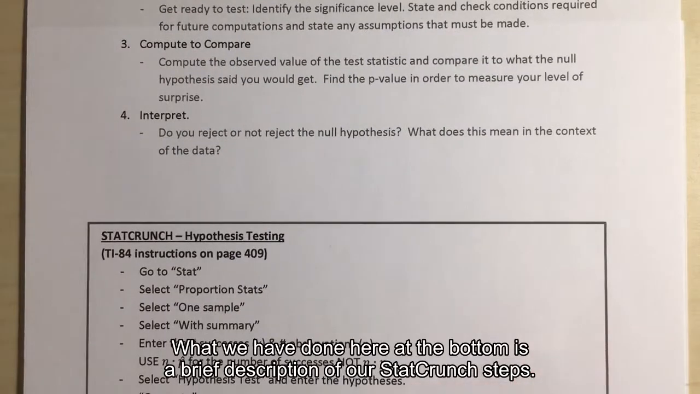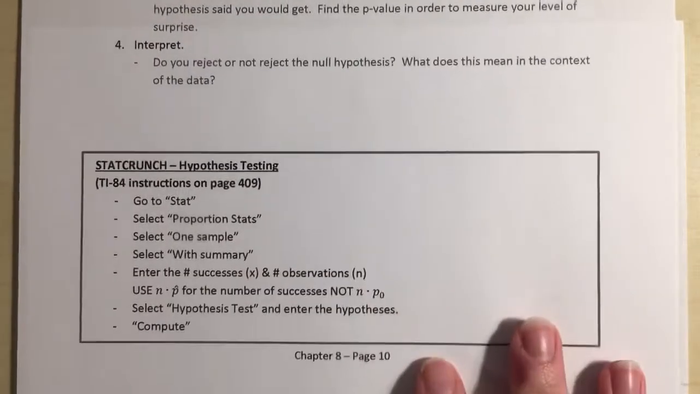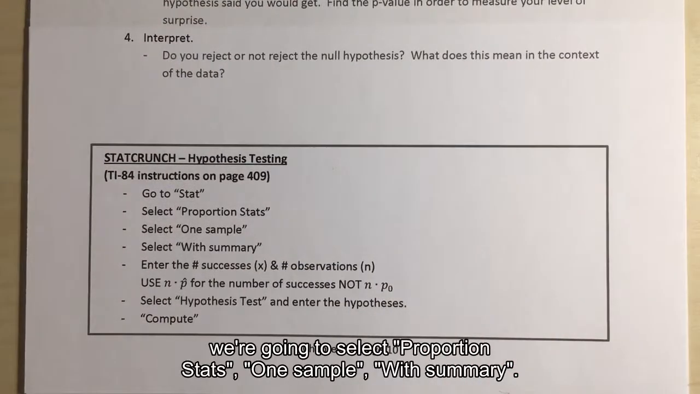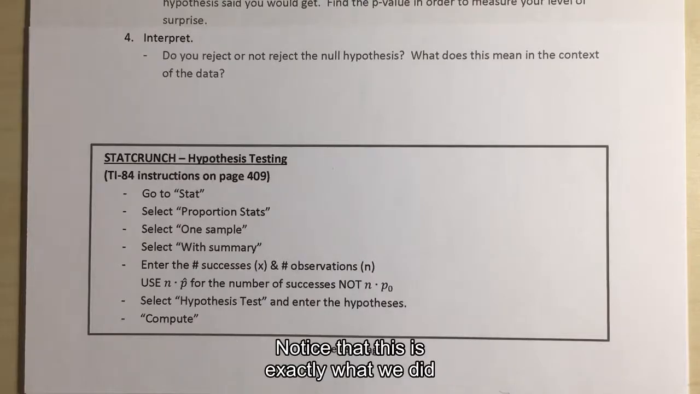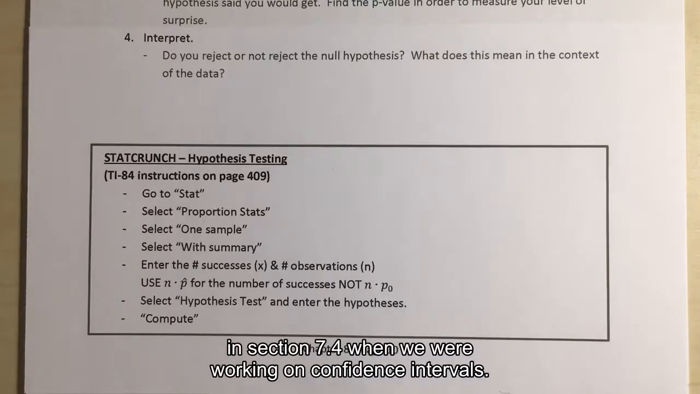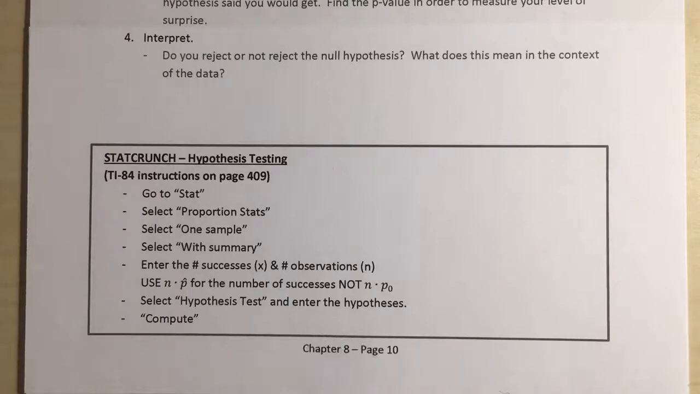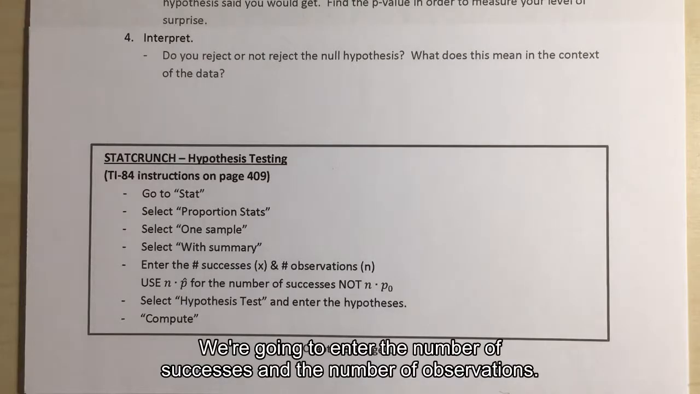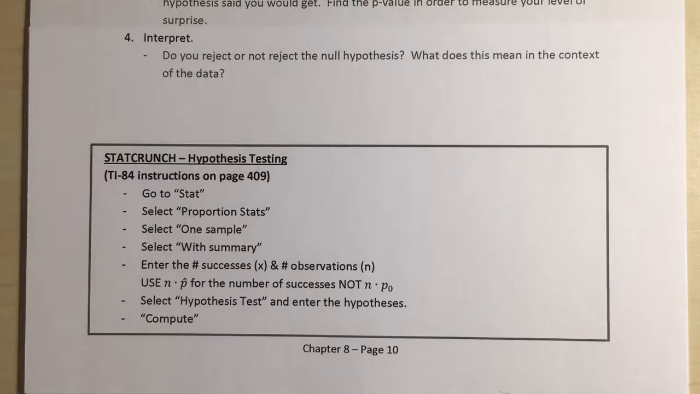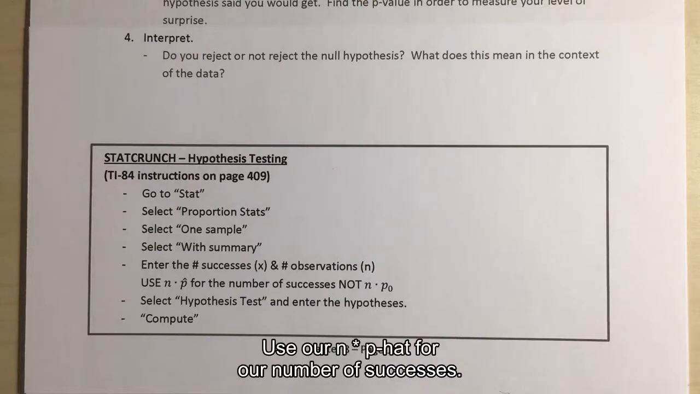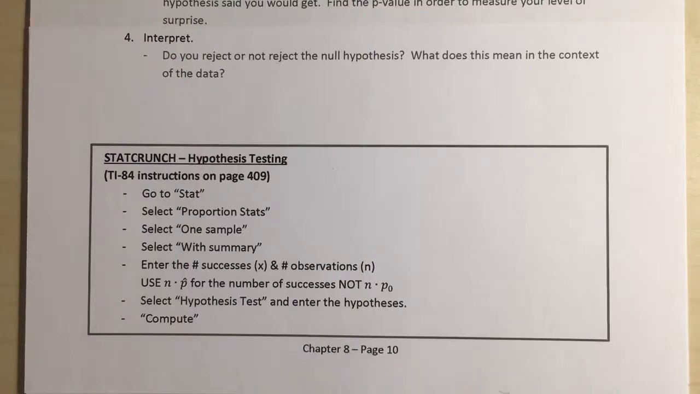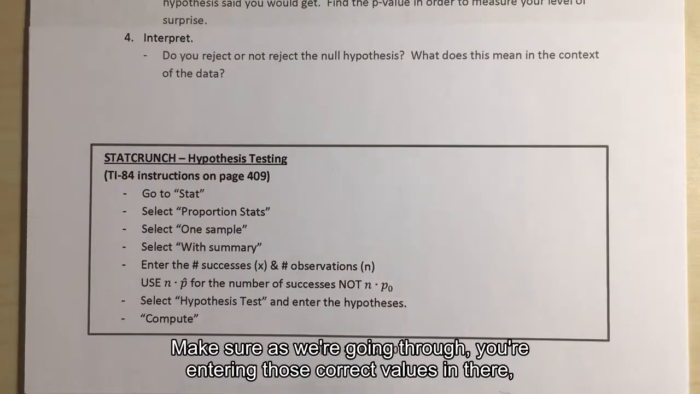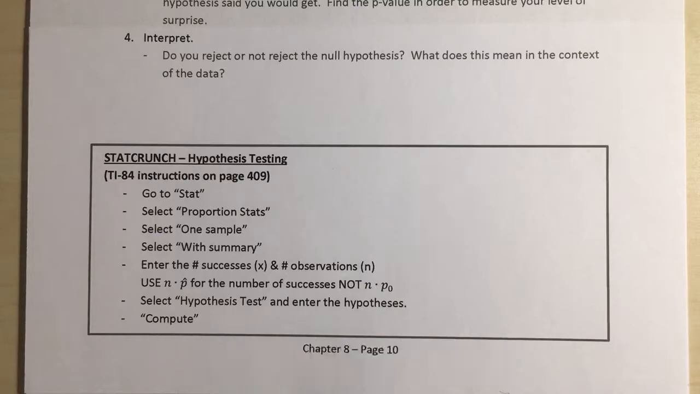So what we have down here at the bottom is a brief description of our StatCrunch steps. We're going to go to Stat, select Proportion Stats, One Sample, With Summary. Notice that this is exactly what we did in section 7.4 when we were working on confidence intervals. We're going to enter the number of successes and the number of observations. Again, there's a little note there: use n times p hat for our number of successes. So make sure as we're going through, you're entering those correct values in there.